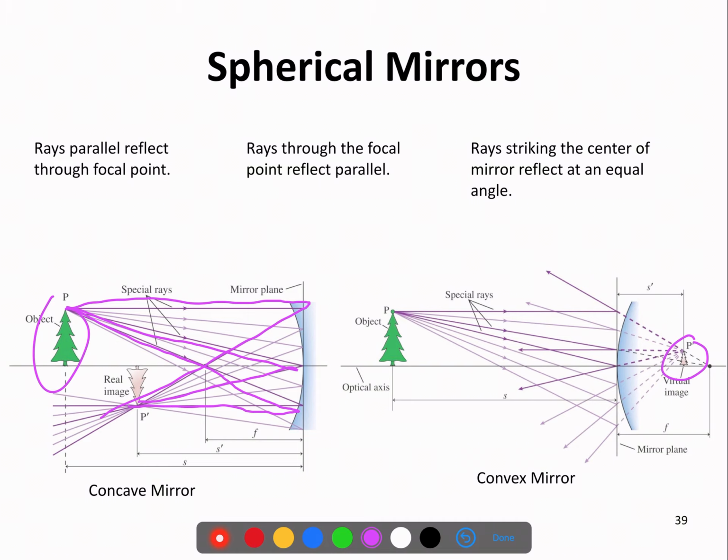So we still have the same 3 special rays, and it's the same over here as well. Here's one parallel. You have to backtrace from the focal point. There's the one that goes right through the center, that looks like this, and the one that goes through the other focal point. Okay.